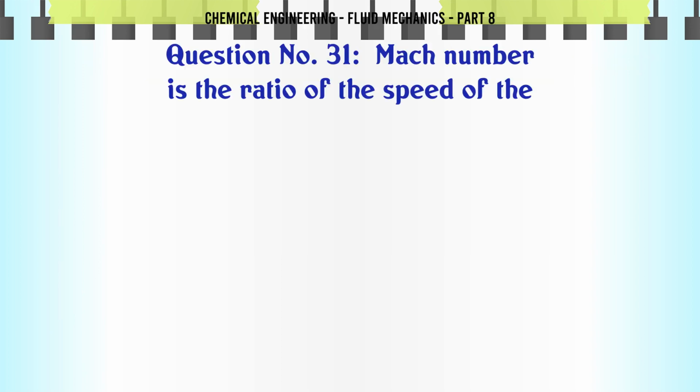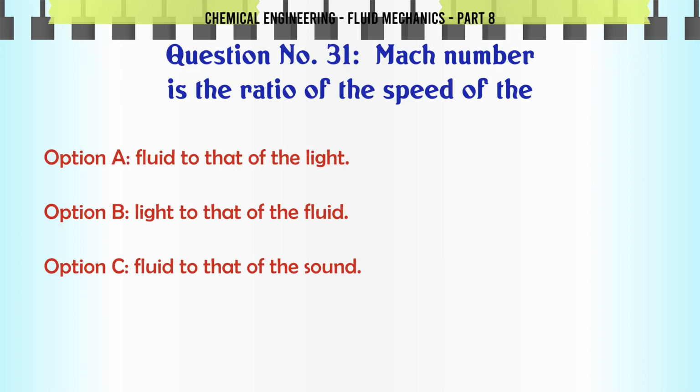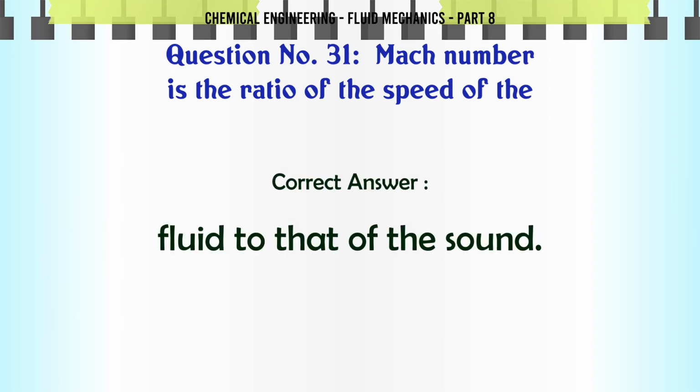Mach number is the ratio of the speed of the A. fluid to that of the light, B. light to that of the fluid, C. fluid to that of the sound, D. sound to that of the fluid. The correct answer is fluid to that of the sound.